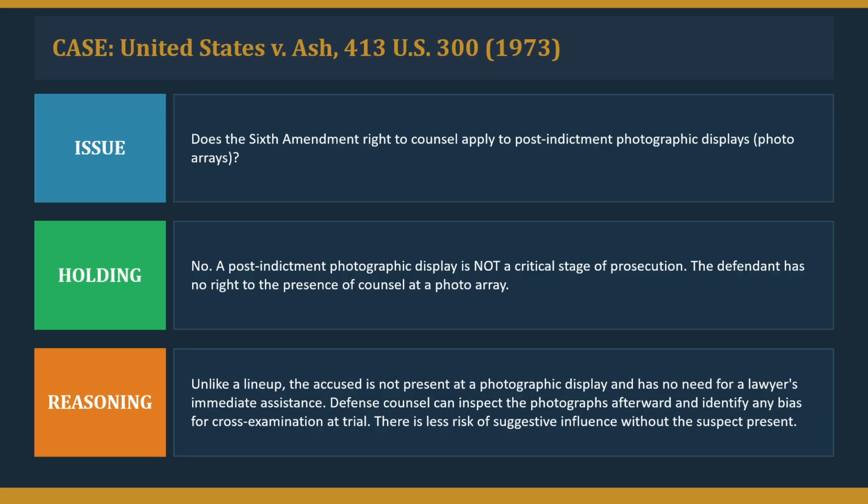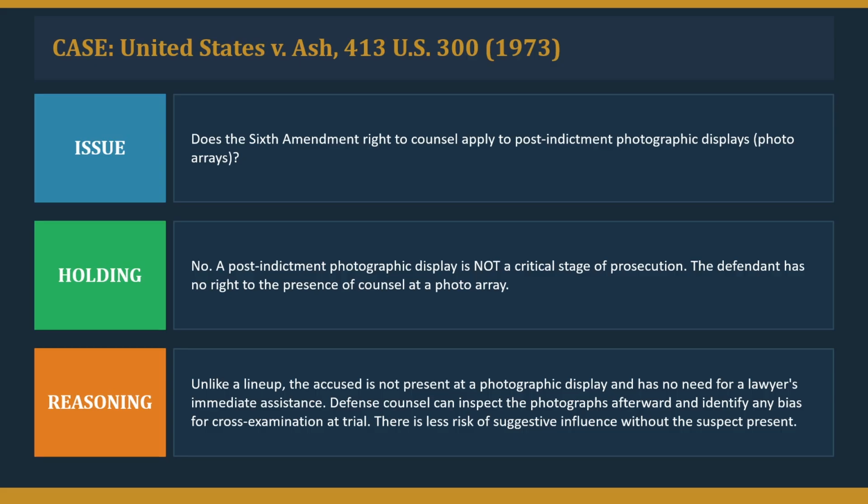The court's reasoning centered on the defendant's absence from the procedure. In a physical lineup, the defendant is present. They experience the process, they can observe the witnesses' reactions, and they need a lawyer to observe on their behalf because they are uniquely positioned to absorb the impact of any suggestive conduct. But in a photographic array, the defendant is not there. They are not exposed to the witnesses, are not confronted by them, and any suggestiveness in the photographs themselves can be identified and challenged after the fact by the defense attorney, who can inspect the photos and raise any concerns on cross-examination.